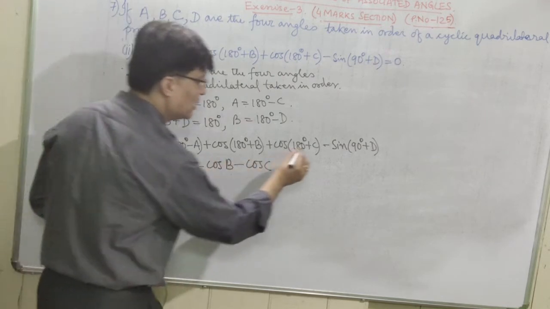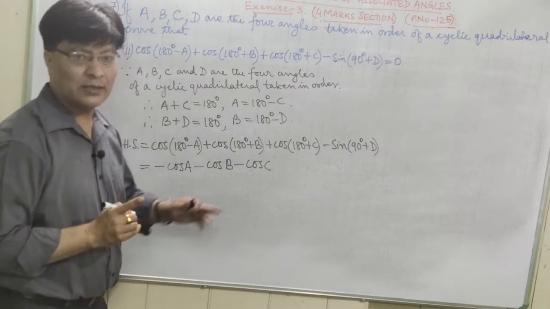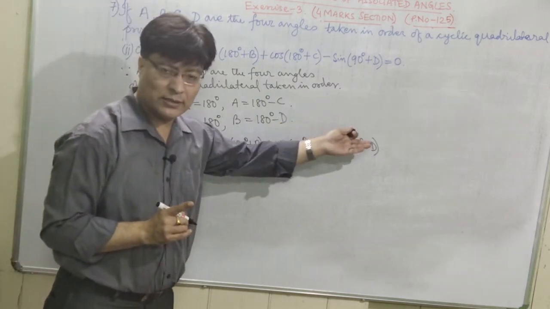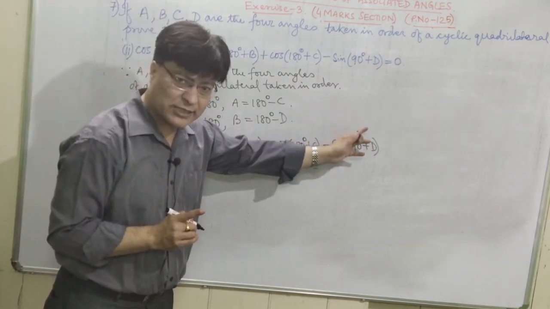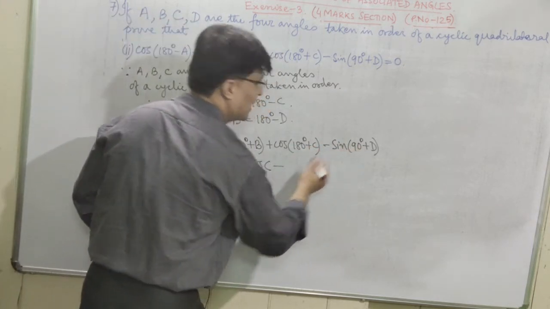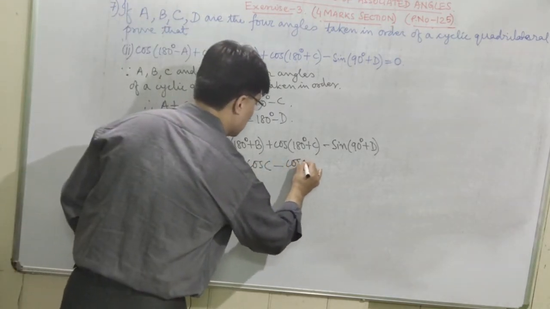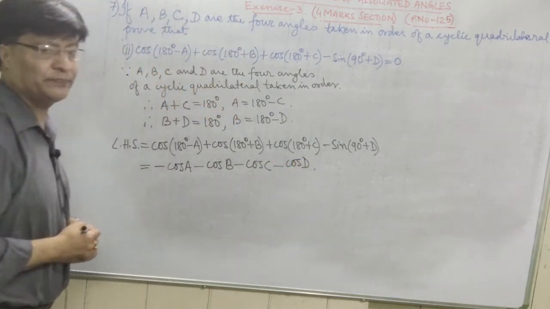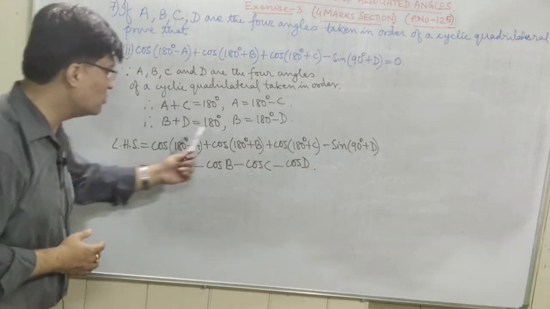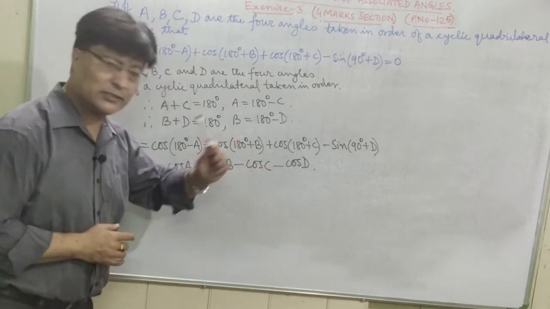And what is the last one? What is this sine 90 plus theta? Lies in the second quadrant. In the second quadrant, sine is always positive, but there is a minus sign. So plus and minus is minus, and 90 is an odd multiple of 90, so sine changes to cos. So it is minus cos D. Is that clear? First of all, you have to use the formula. Okay, so minus cos A, minus cos B, minus cos C, minus cos D.